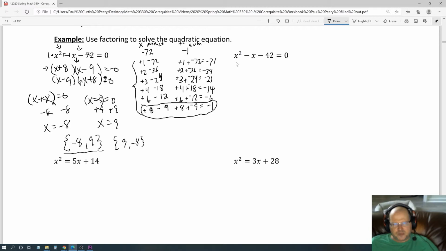Okay, so let's try the next one. Same kind of step. First, this is a simple trinomial, so we're going to start with a couple of nice little parentheses there, equal to 0. Square root of x squared is x. It ends in a negative, so one's going to be positive, one's going to be negative, or vice versa.